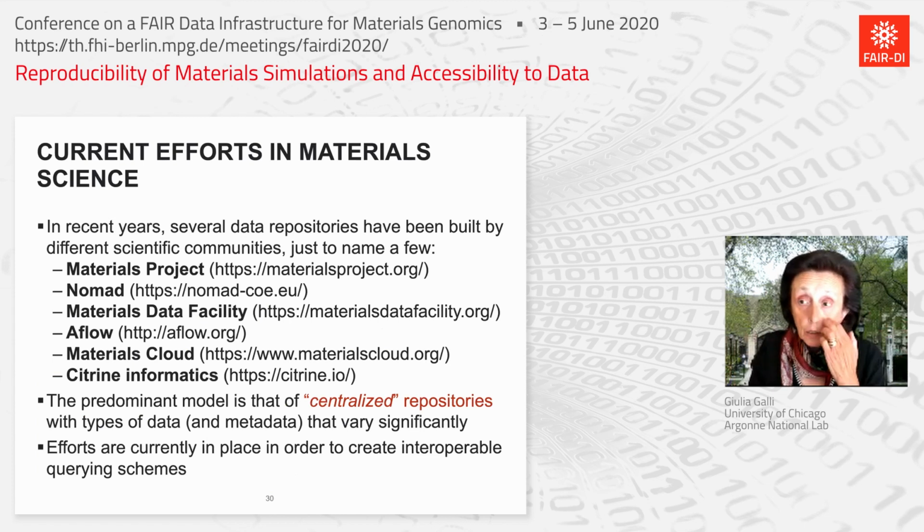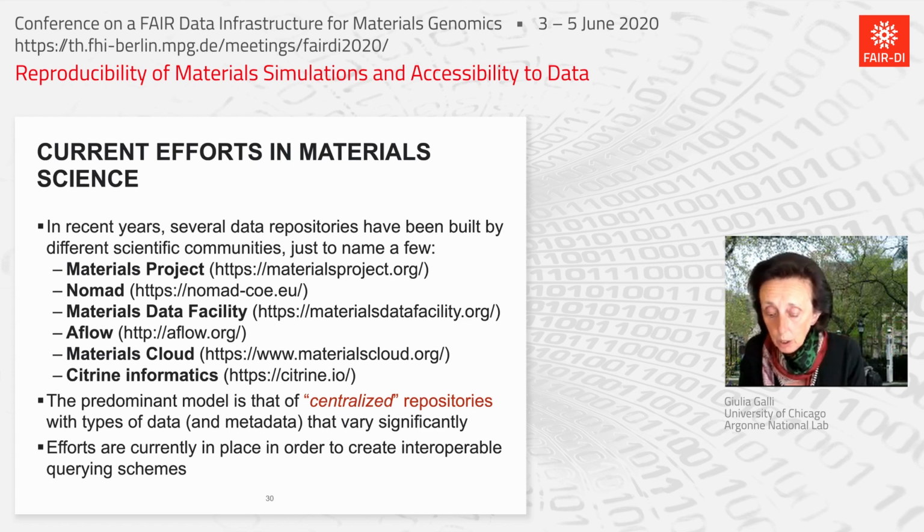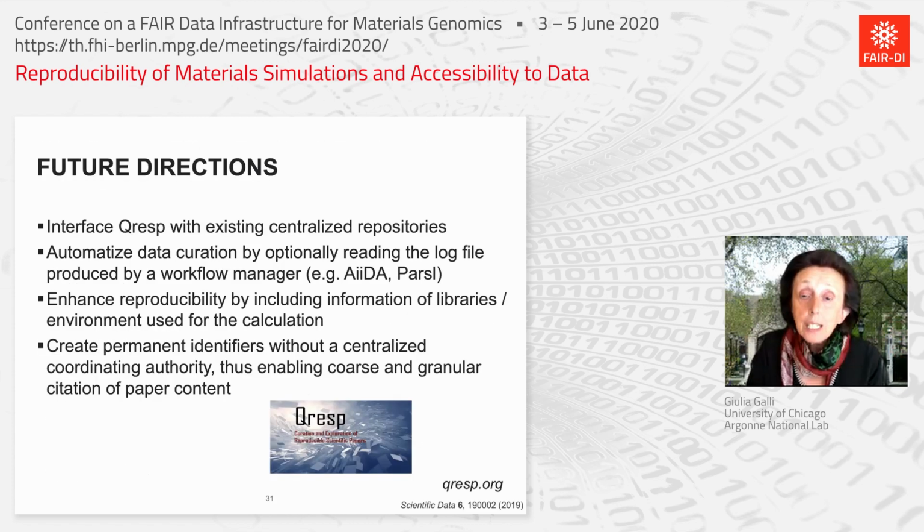So there are many, as we all know, many current efforts in material science that are based on centralized repositories. And of course, this is not an exhaustive list, but some of the projects also represented at this conference: Materials Project, NOMAD, Materials Data Facility, AFLOW, Materials Cloud, CTRIN, and they are all centralized repositories with types of metadata and metadata that vary significantly. And one thing that we would like to do with Qresp is interface this with existing centralized repositories.